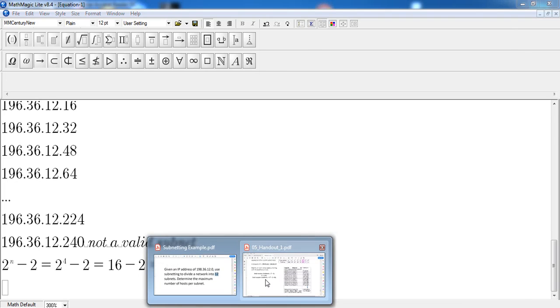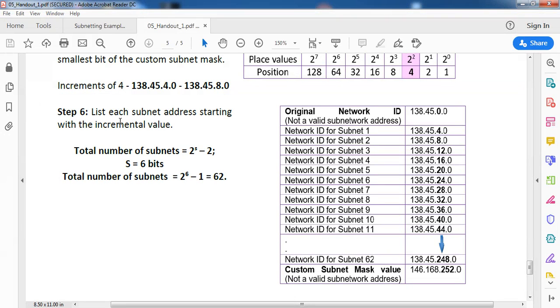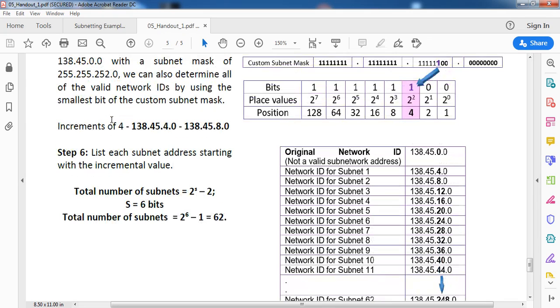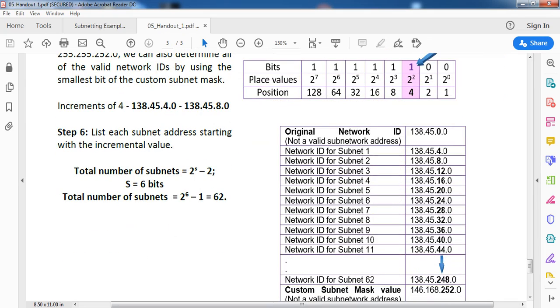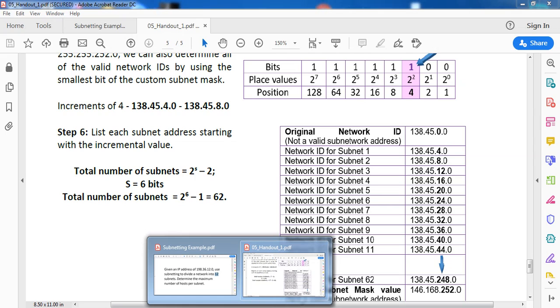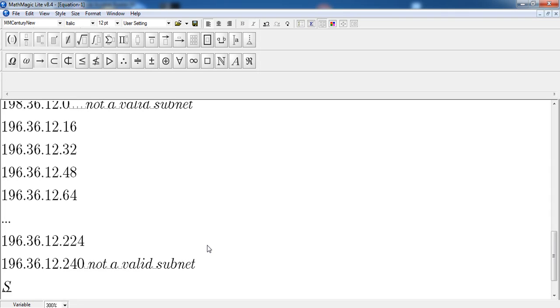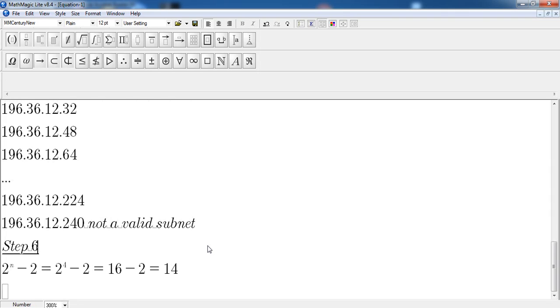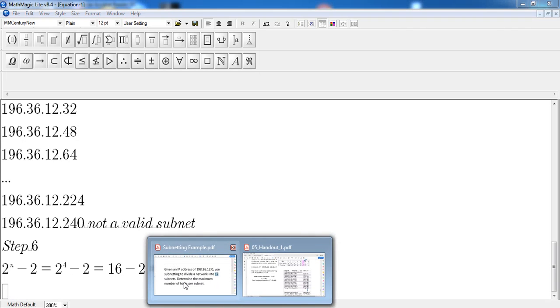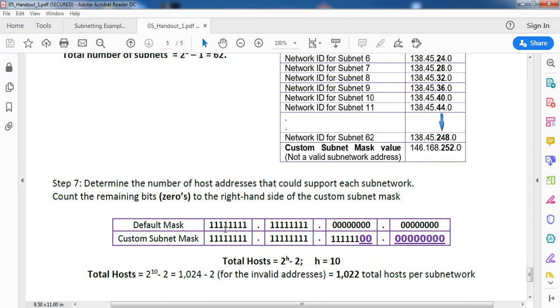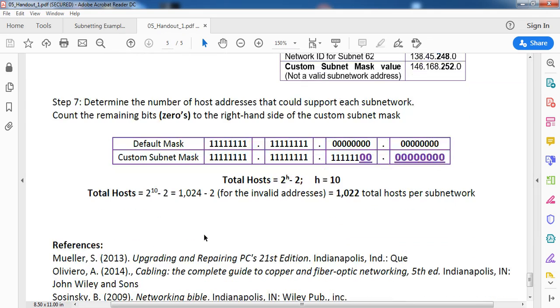Now, step 6 involves listing. Oh, that was our answer for step 6. I got ahead of myself thinking it was part of step 5. So this would be our step 6. Okay? Listing or determining the number of subnets. Step 7 is asking us how many hosts we could accommodate per subnet.